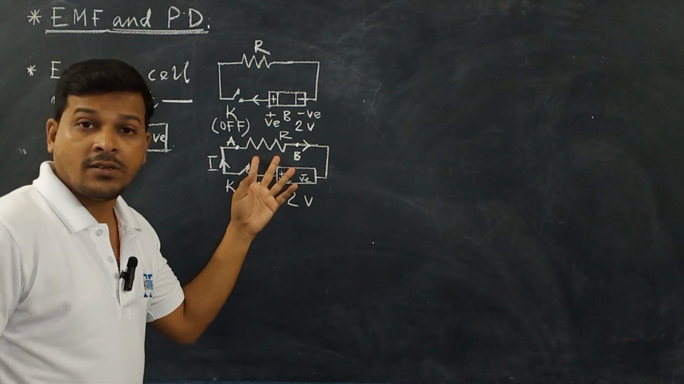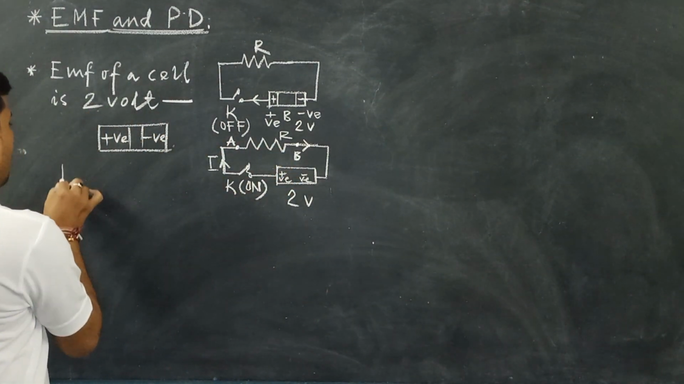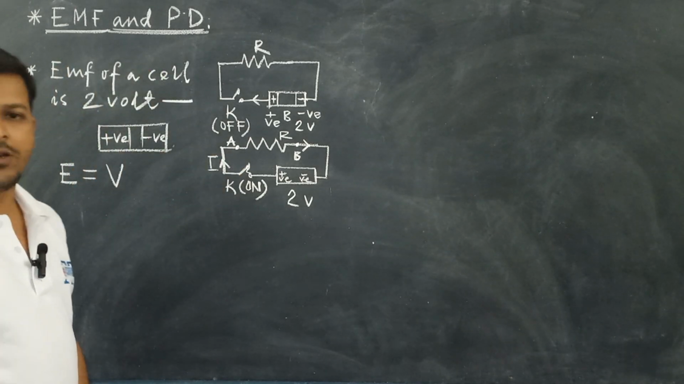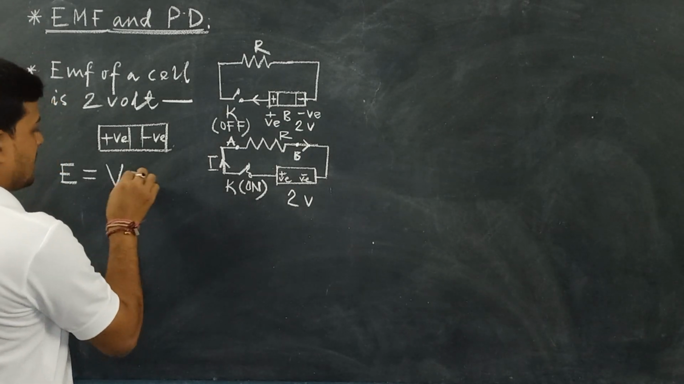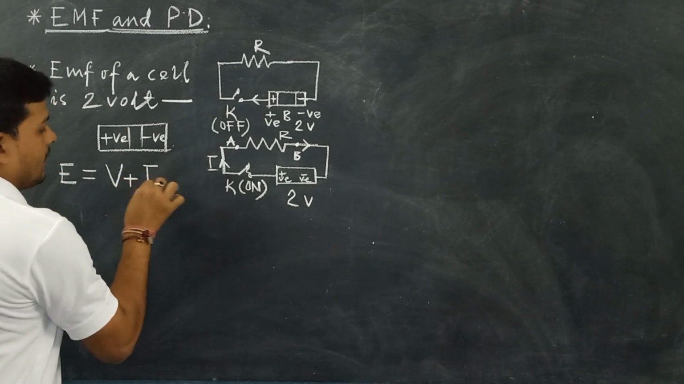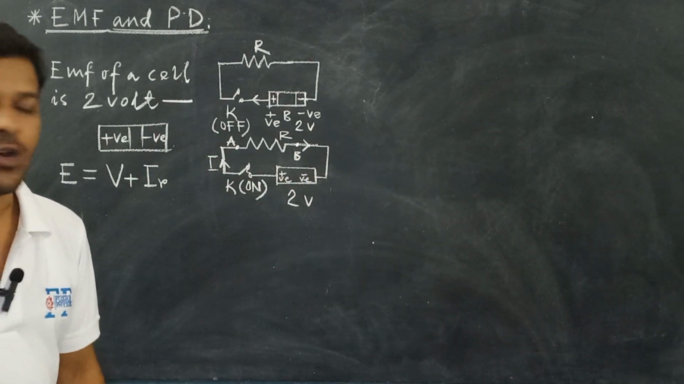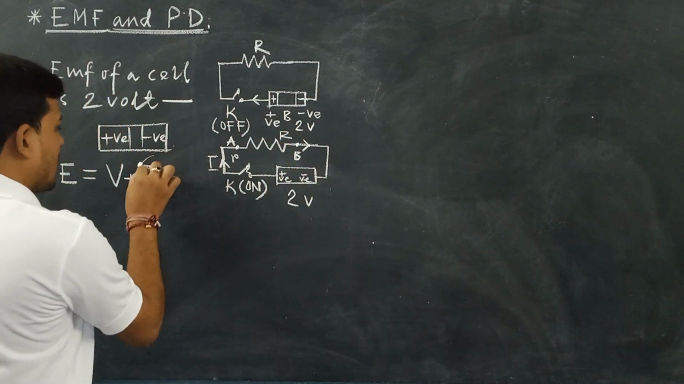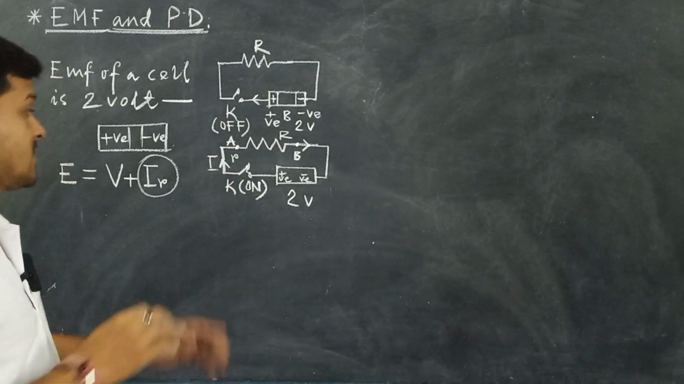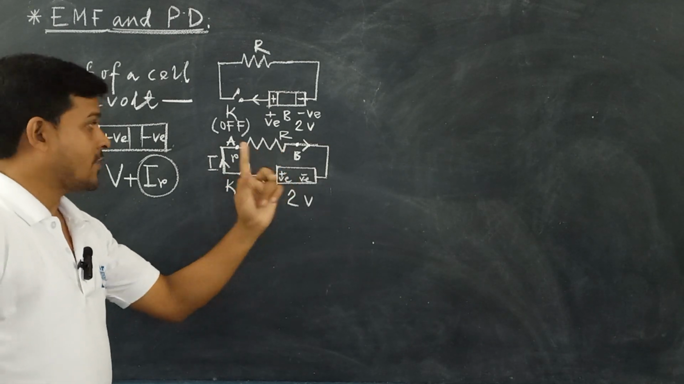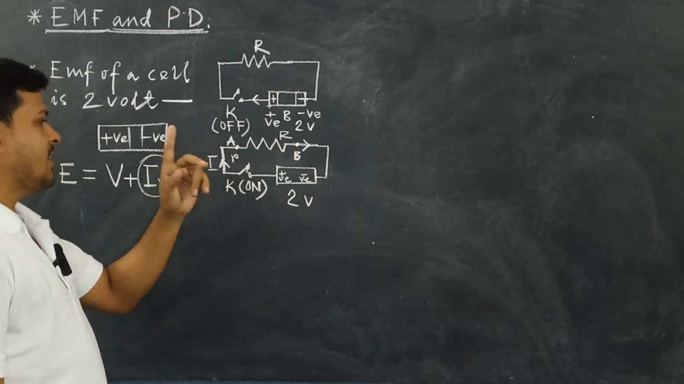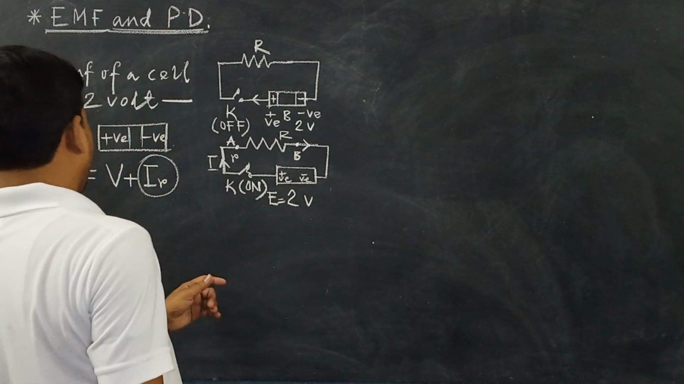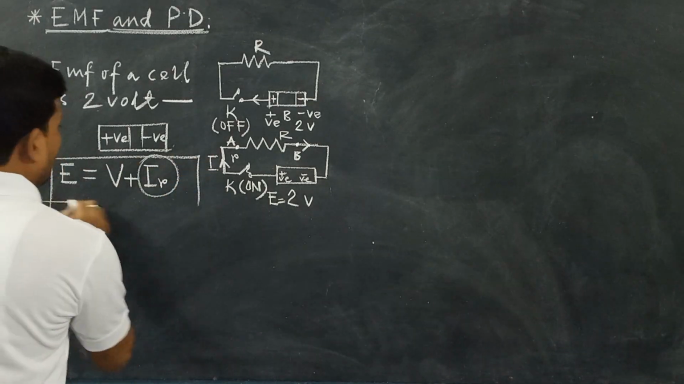But why did this happen? The EMF of a cell is denoted by capital E, and the PD is capital V, where capital E equals capital V plus capital I small r. Small r is the internal resistance, due to which some amount of energy is lost, and as a result the voltage across A and B in the closed circuit is less than 2 volt, less than the EMF of the cell, E equal to 2 volt. So this is the standard relation between EMF and PD.